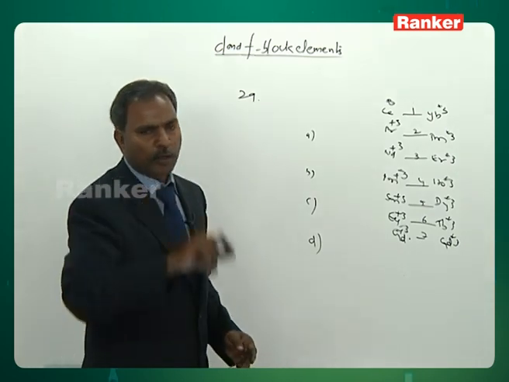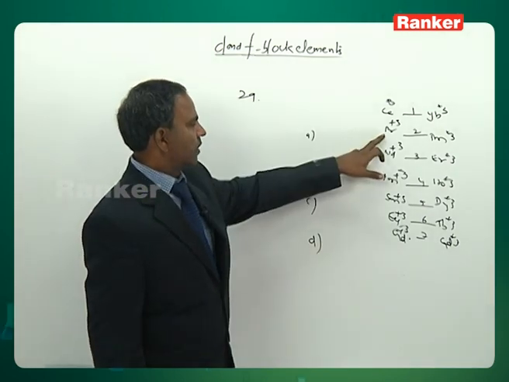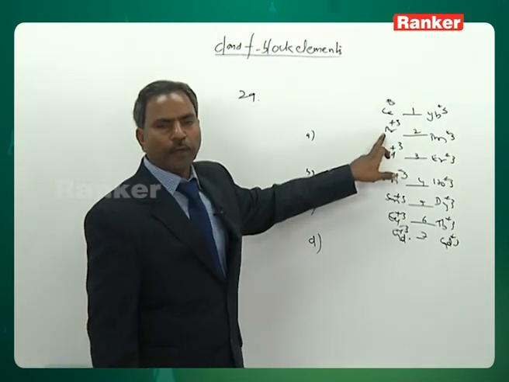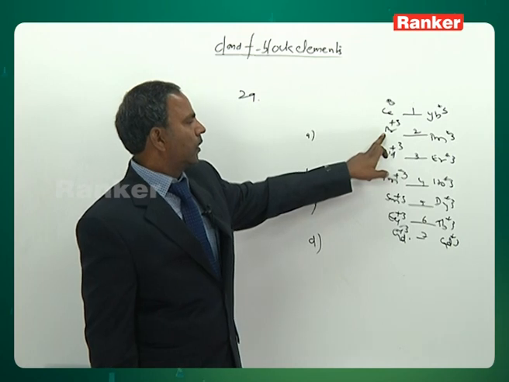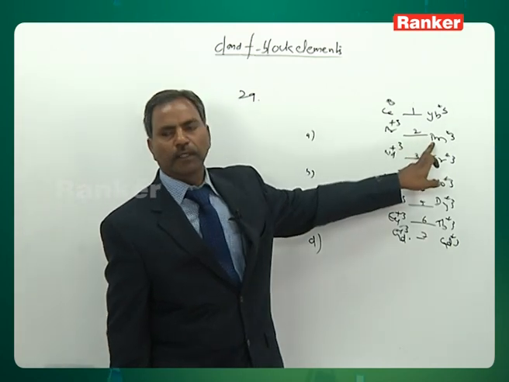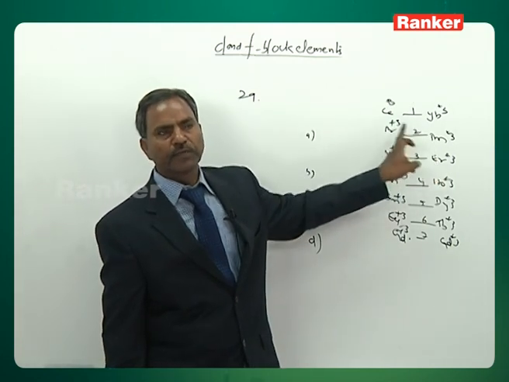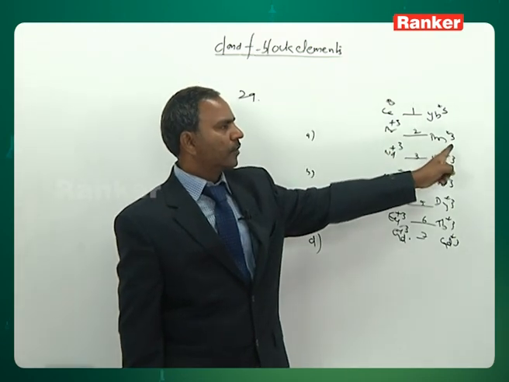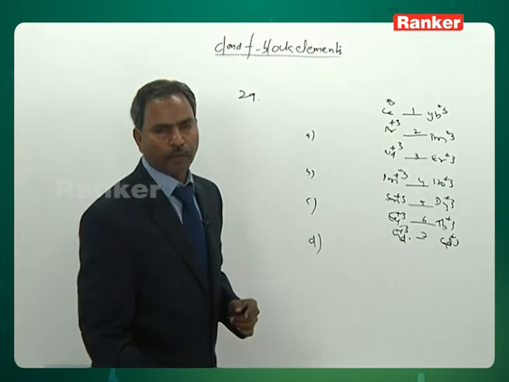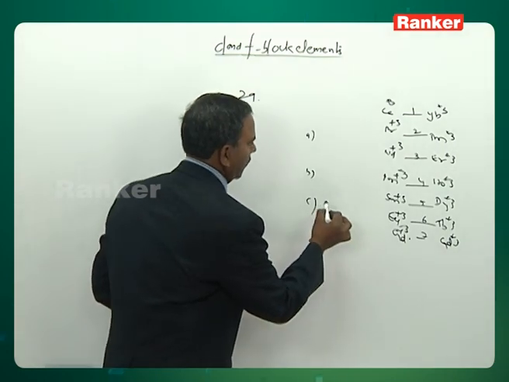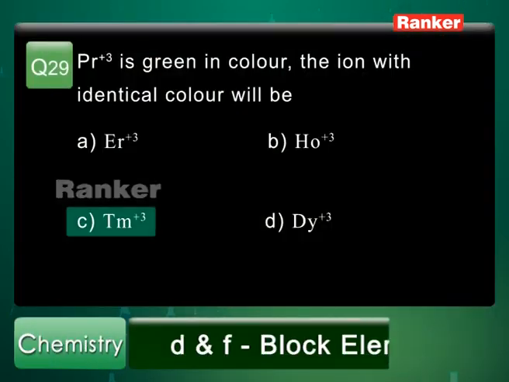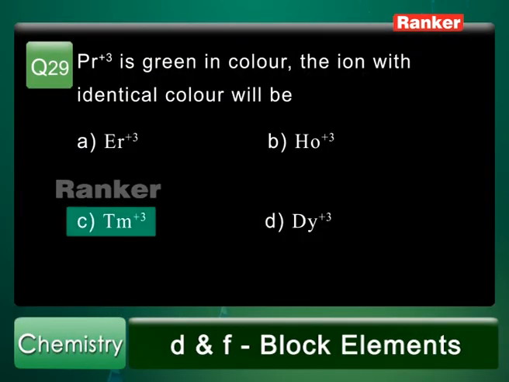What is given? Pr plus 3 is having 2 f electrons. Holmium plus 3, Pr plus 3 having what? 2 f electrons. Thulium plus 3 also having what? 12 f electrons. This pair is the correct pair. Therefore, praseodymium is opposite to thulium plus 3. So, answer C. C is what is given: thulium plus 3. So here answer C is correct.